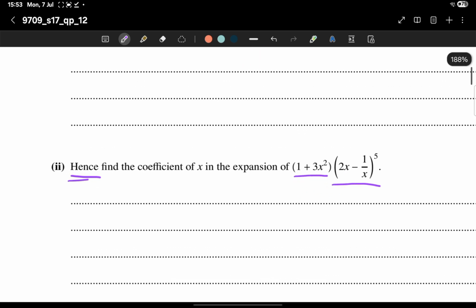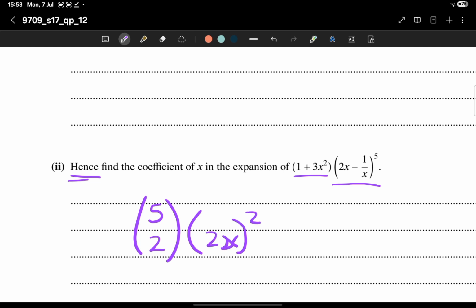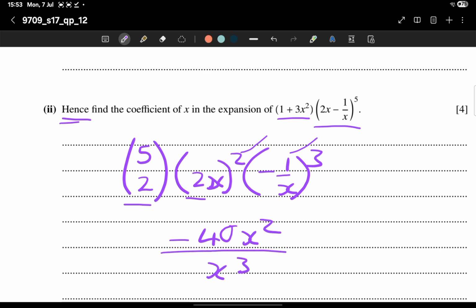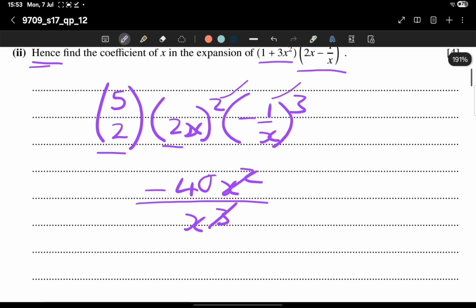And for that, we're going to say 5 choose 2, but this time we start with the 2x. So (2x) to the power 2, then (minus 1 over x) to the power 3, right? So 5 choose 2 is still 10, and if we multiply correctly, 5 choose 2 times 2 to the power 2, we will get 40, and 40 times this minus 1, we'll get minus 40x squared over x to the power 3, which will come down to minus 40 over x.